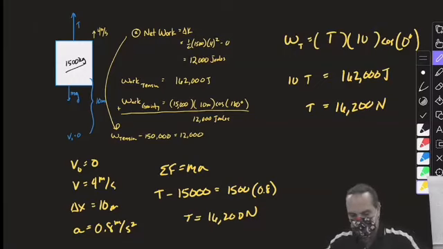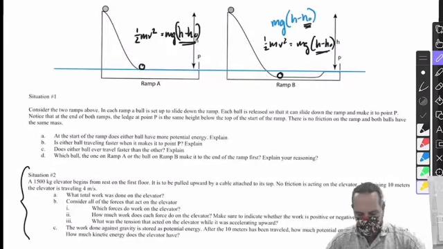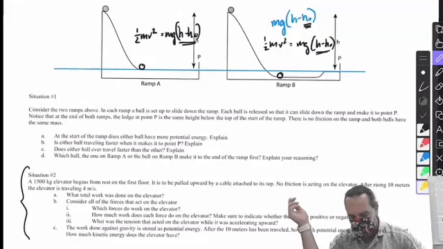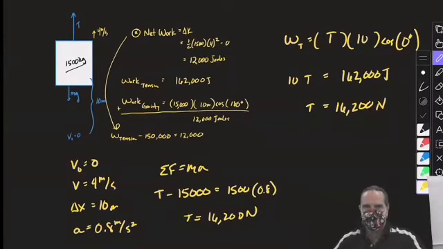Okay, there's more to this question, isn't there? The work done against gravity is stored as potential energy. After the 10 meters has been traveled, how much potential energy does the elevator have? How much kinetic energy does the elevator have? This is a redundant question, and it's just to see if you can make the connection.